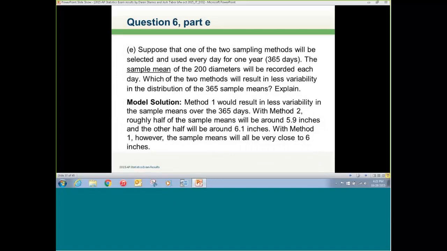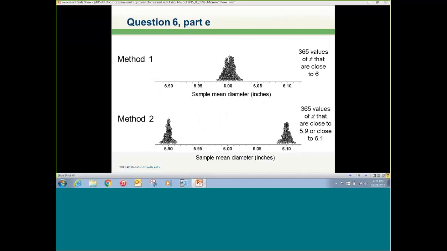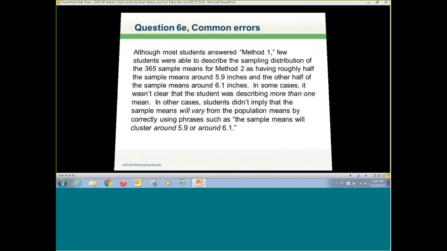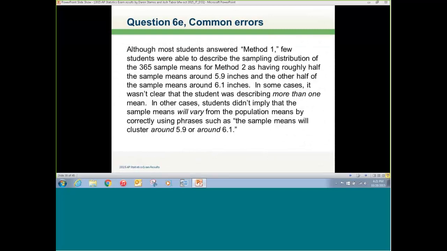It says Method 1 would result in less variability in the sample means over the 365 days. With Method 2, roughly half of the sample means would be around 5.9, and the other half would be around 6.1. With Method 1, however, the sample means will all be very close to 6 inches. There's the picture again. So, common errors: although most students did answer Method 1, few students were able to describe the sampling distribution of the 365 sample means for Method 2 as having roughly half the sample means around 5.9 inches and the other half of the sample means around 6.1 inches.